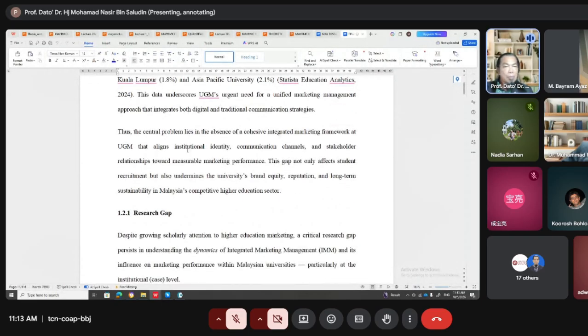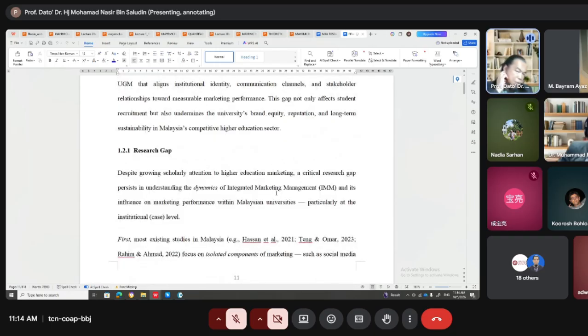That means the central problem, at the end of the problem statement before we go to the research gap: the central problem lies in the absence of a cohesive integrated framework. We stress on this one. At UGM, a framework is needed that aligns student identity, communication channels, and stakeholder relationships toward measurable marketing performance. This gap not only affects student recruitment, but also undermines the university's brand equity, reputation, and long-term sustainability in Malaysia's competitive higher education sector. That's real. Not many people in Malaysia know about it. What is UC Geomatica? Where is the location of Geomatica? They don't know, because of the lack of integrated marketing management.